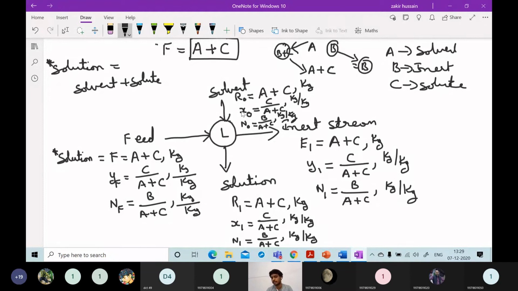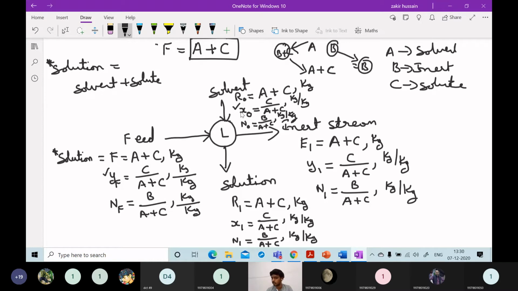Then X0 is nothing but weight fraction of solute in solvent stream on B-free basis. X0 is equal to C by A plus C. Where B-free basis we are telling, this is also known as weight fraction on the B-free basis, or we can call it weight ratio also. Two terminologies we can call. This is also the same. Weight fraction of C on B-free basis, or weight ratio of C, we can call it like that. So C by A plus C, and its units will be kg per kg.